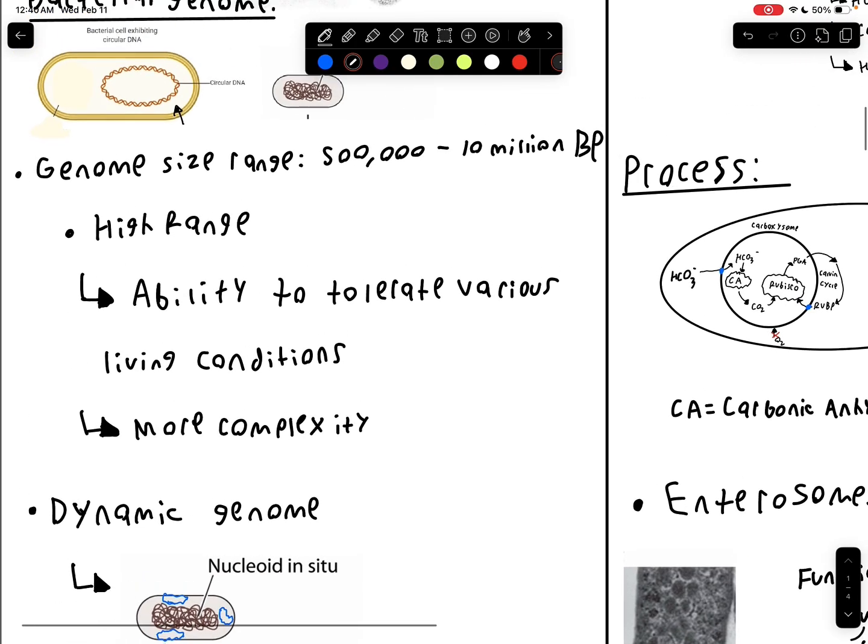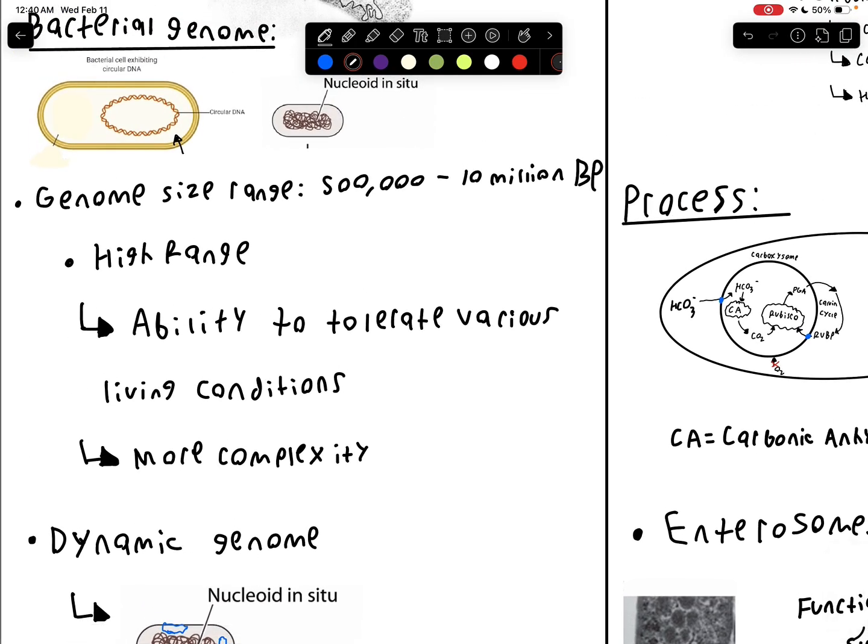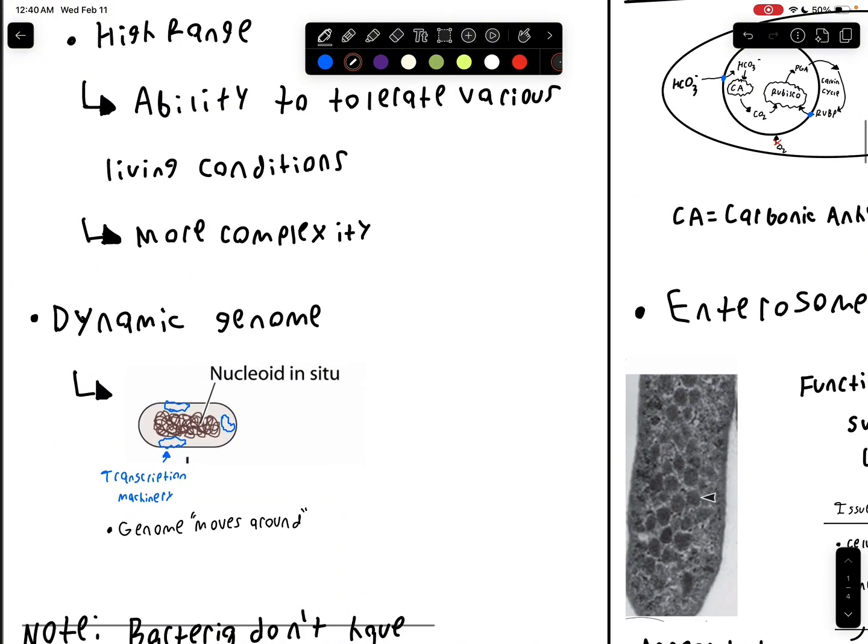And so that's just to show you that depending on the bacterial cell that you have, its genome can be from 500,000 to over 10 million base pairs.